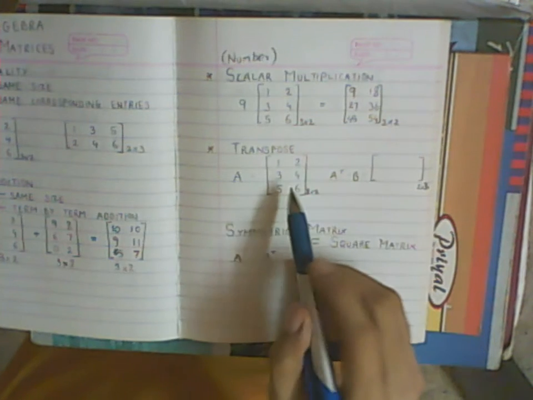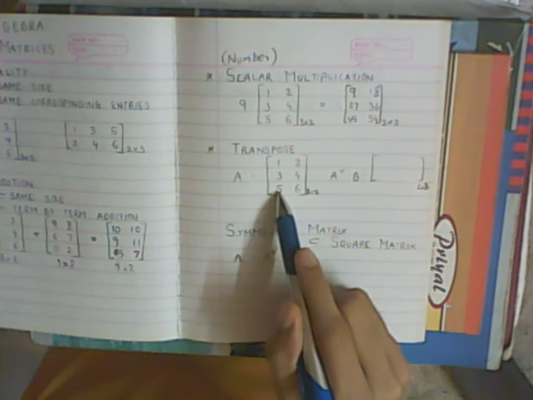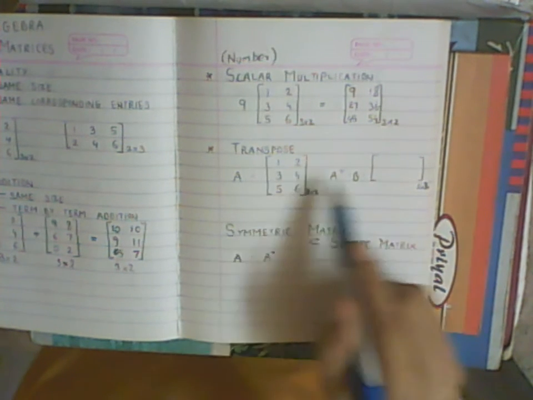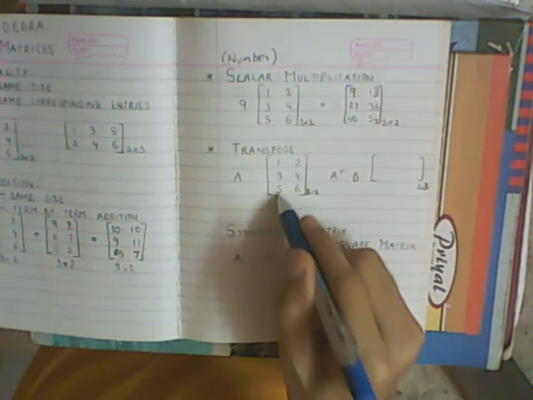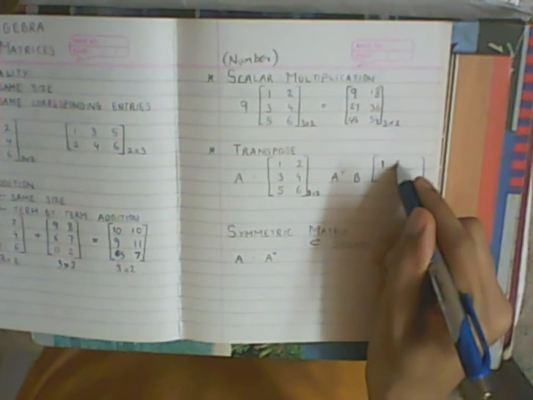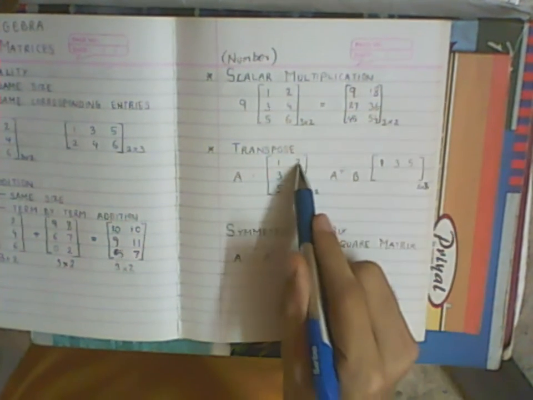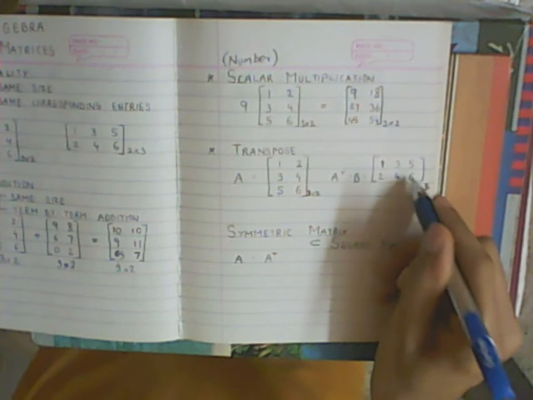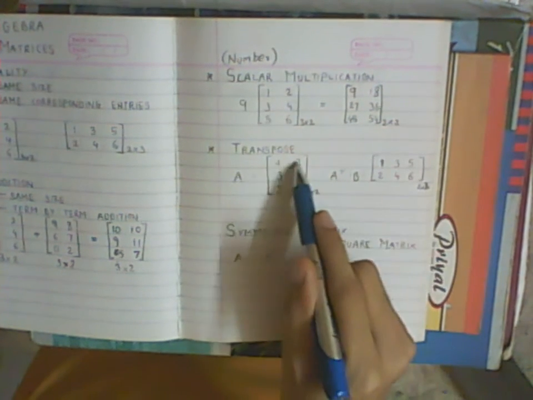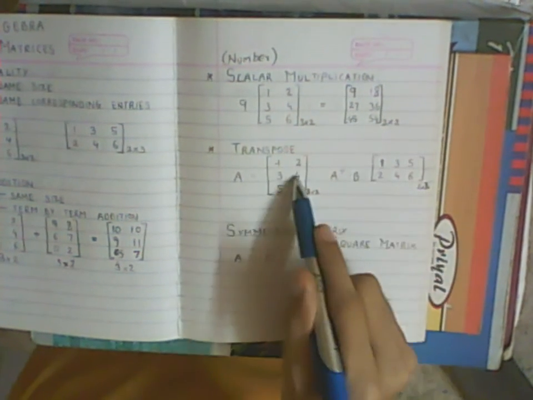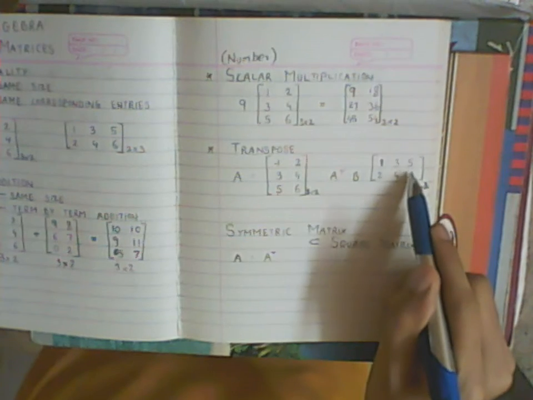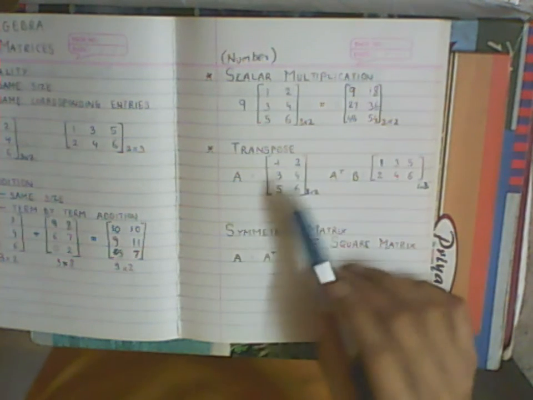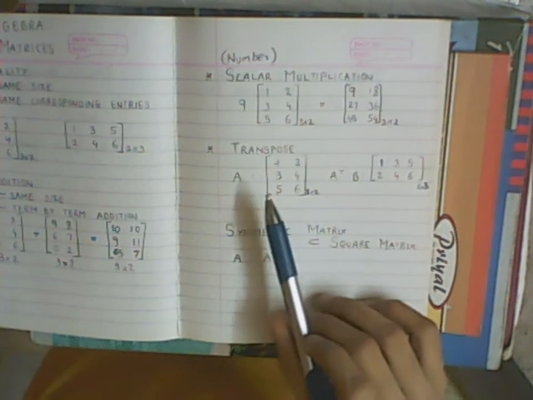And if I had the first column here to be 1, 3, 5, that will now become my first row here. So if I have a 1, 3, 5 here, I'll have a 1, 3, 5 here. And if I have a 2, 4, 6, this will become a 2, 4, 6. And you can also say that the first row became the first column, the second row became the second column, the third row became the third column. So basically the rows and columns get interchanged.